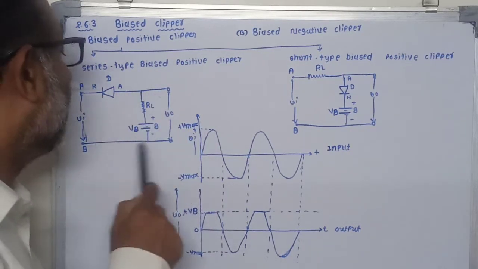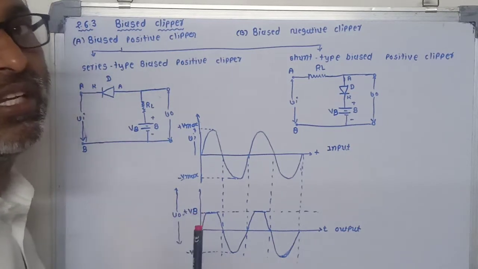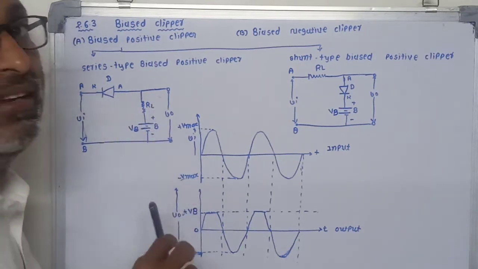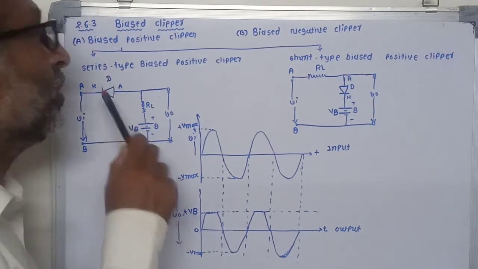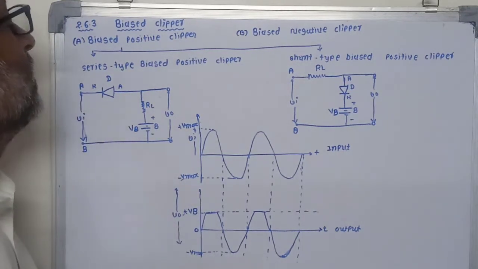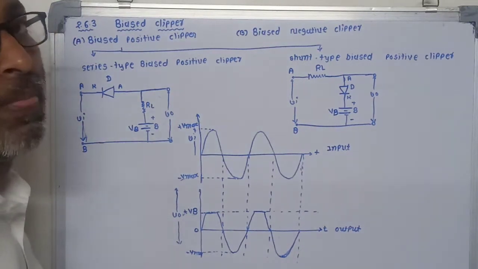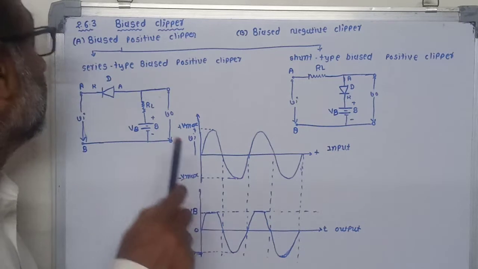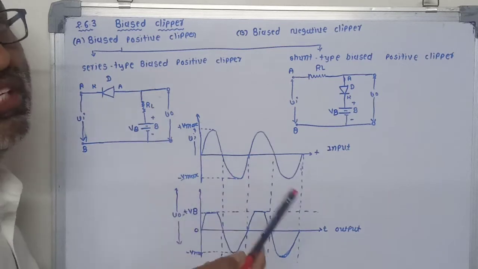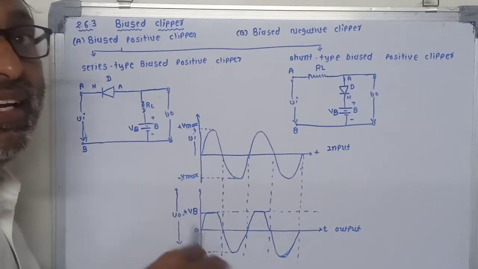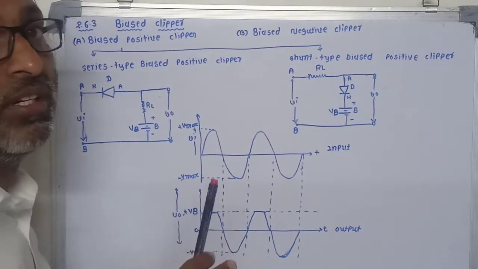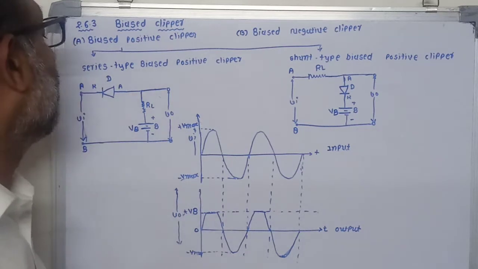Now as shown in this figure, the diode D is connected in series with the output load resistance RL, and the arrowhead of this diode is pointing towards the input signal. So this circuit is called a series positive clipper. And the most important thing is this diode is forward biased when the anode potential is greater than the cathode potential, and it is reverse biased when the cathode potential is higher than the anode potential. This point must be kept in your mind.